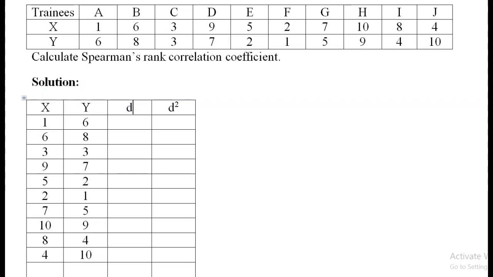d represents the difference between x and y. So 1 minus 6 gives minus 5, 6 minus 8 gives minus 2, 3 minus 3 is 0, 9 minus 7 is 2, 5 minus 2 is 3, 2 minus 1 is 1, 7 minus 5 is 2, then 1, 4, minus 6. Then we have to square these values. So we get 25, 4, 0, 4, 9, 1, 4, 1, 16 and 36, and the total is 100.